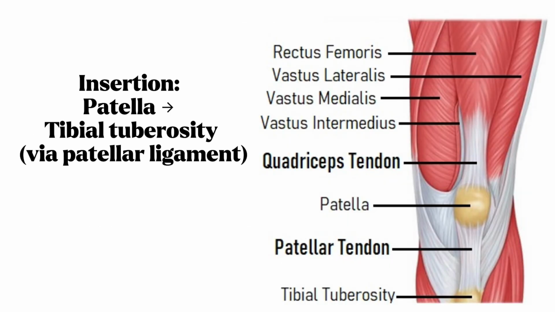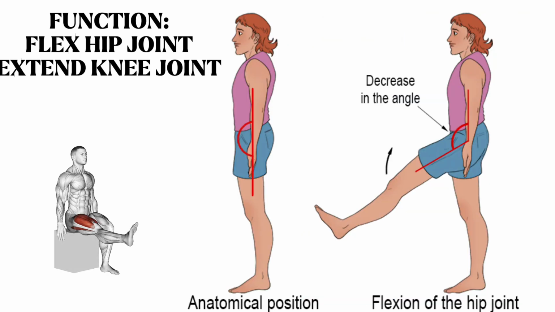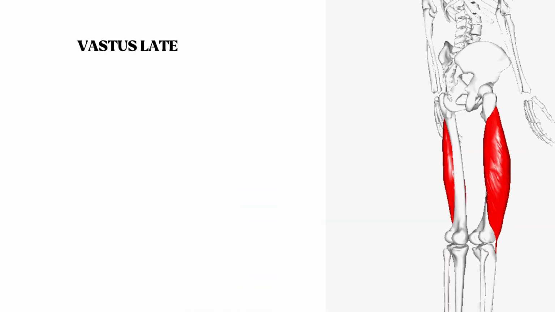All four quadriceps join to form the quadricep tendon, which inserts into patella and then continues as patellar ligament and finally inserts on tibial tuberosity. Function of rectus femoris is, as it crosses both hip and knee joints, it flexes the hip and extends the knee. Next, we have vastus lateralis muscle.